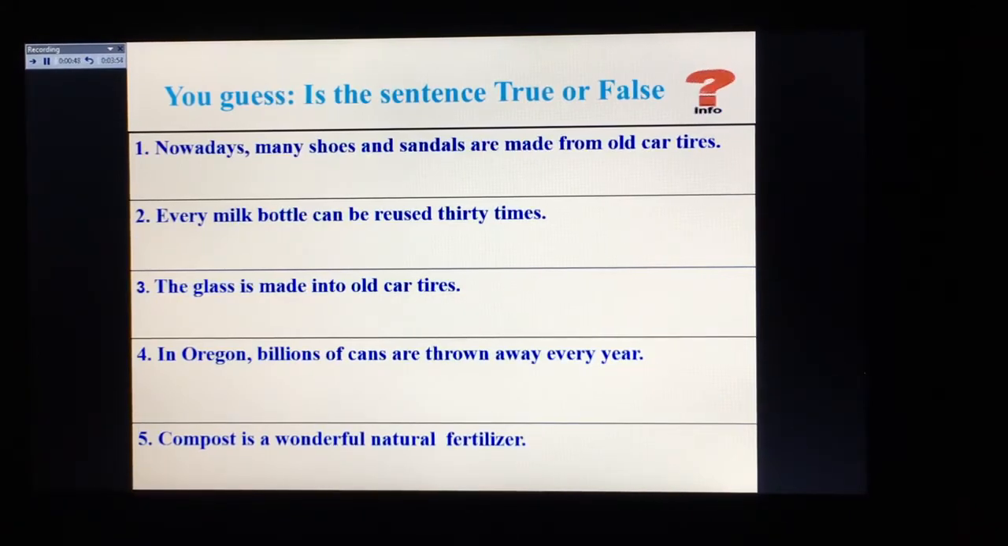And now 5 seconds for you to guess the sentence here is true or false. You write down your answer on your notebook. Now 5, 4, 3, 2, 1, 0. Now let's read the text.